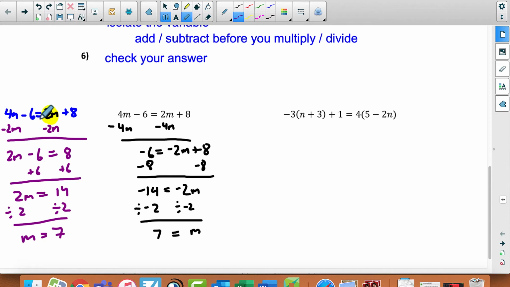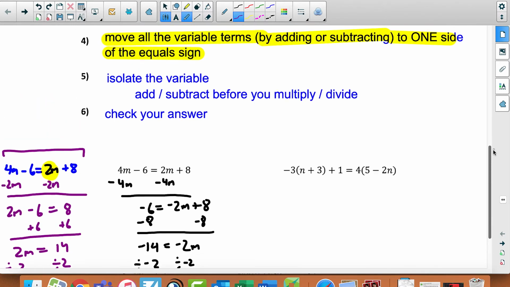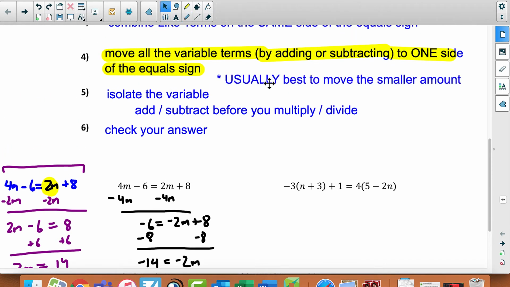I think you probably enjoyed this one a little bit more. Do you know why? Because we kept our m's, our variables, positive. You can always guarantee you do this if you focus on the smaller amount, right? 2m is less than 4m, so subtract 2m. Get rid of the 2m. Get rid of the one that's smaller. Now you can't always do that. I'll give you an exception in a couple questions here, but it's not a bad rule of thumb, and it's what I always try to do, is to move the smaller one. Get rid of the smaller one.